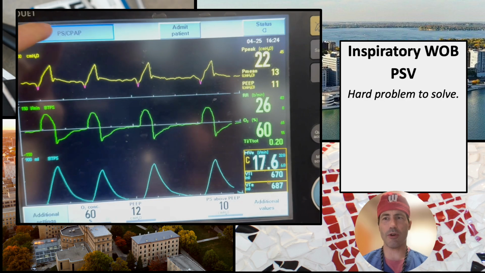So inspiratory work of breathing on pressure support is very challenging to solve. The first thing that I do is I make sure that I have set the pressure to turn on as fast as it can. And so again, the pressure should look like a square, but I can make the start of that square steep or more and more like a shark fin, a slow escalation of flow to that goal pressure. So I make the rise time fast. I make it 0.